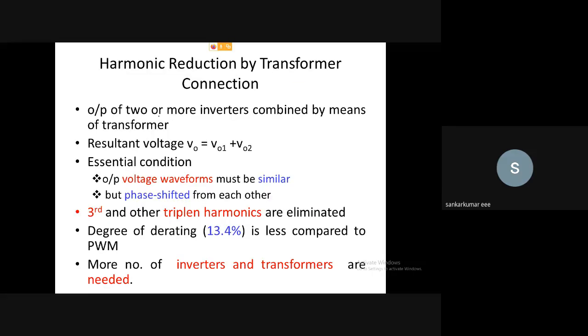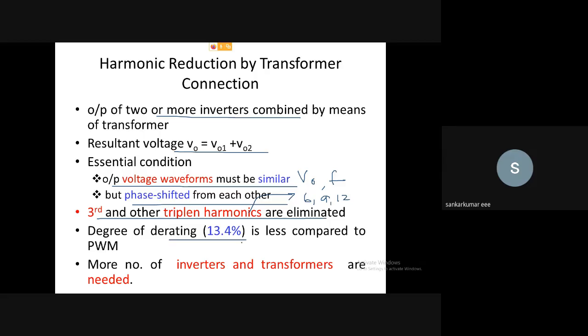So here it is explained: the outputs of two inverters are combined by means of a transformer. The resultant voltage is V01 plus V02. What are the conditions? Both voltage waveforms should be similar, in terms of voltage as well as frequency, but phase shifted from each other. Here the third and other triplen harmonics are eliminated. Triplen harmonics are multiples of 3, that is the 6th, 9th and 12th order. These will be eliminated in this case of transformer connection.